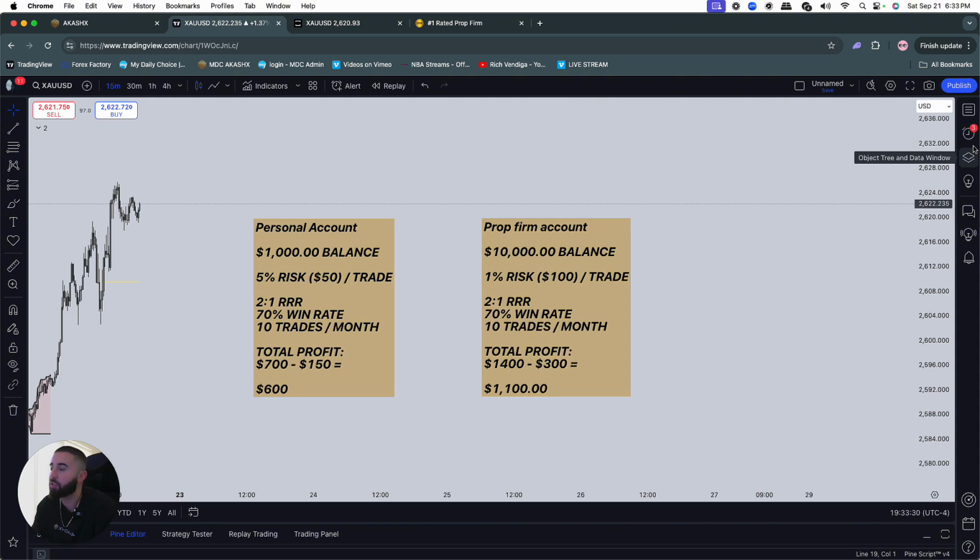Now, with our performance, we're going to be having a 2-to-1 risk to reward ratio, meaning that every time we jump into a trade, we're risking $50 in order to make double that, which would be $100. So if we win 70% of our trades and we take 10 trades in a month, that means we're going to have 7 winners and 3 losers.